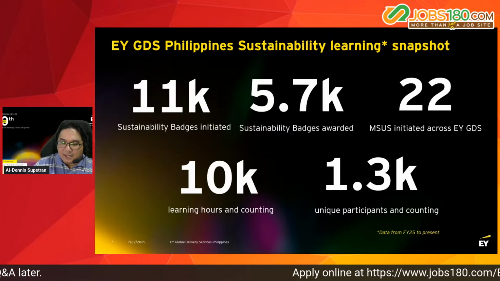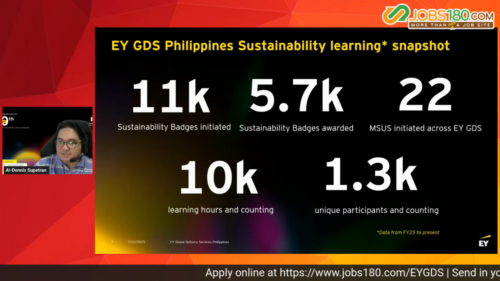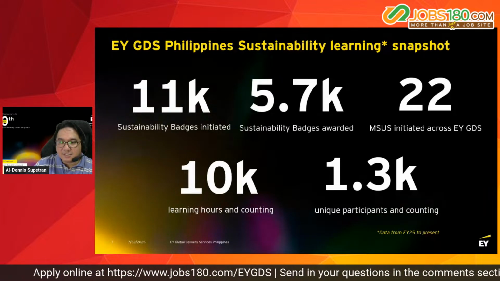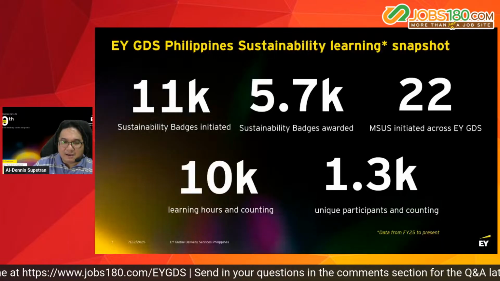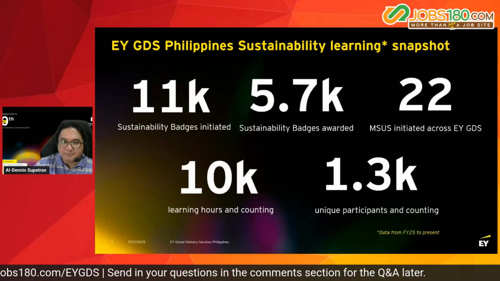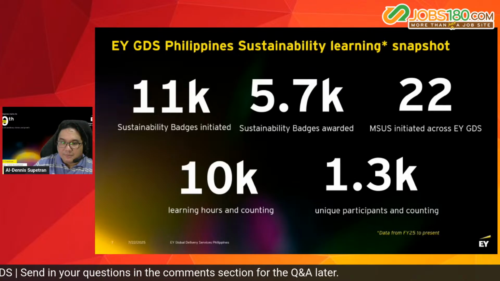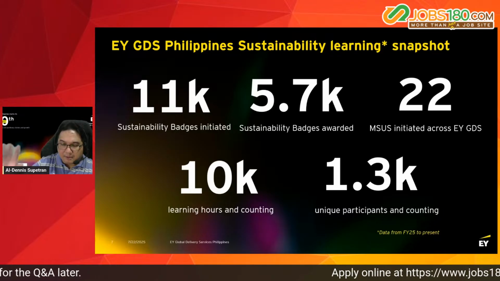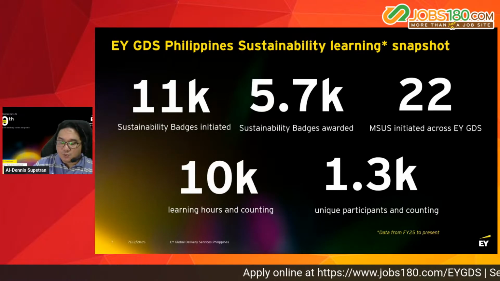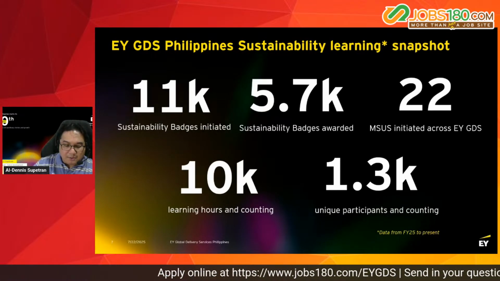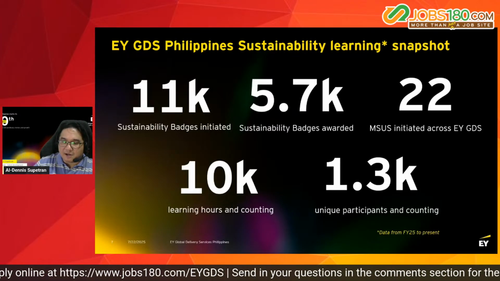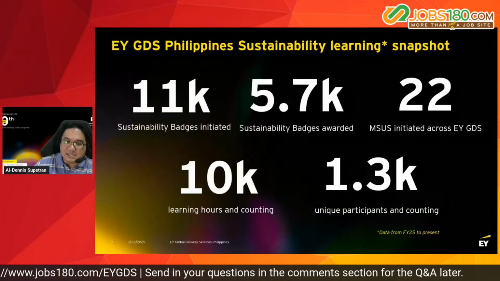So EY GDS, Global Delivery Services, is a shared services organization of EY. So we have offices around the globe. We have offices in Spain, Poland, India, Sri Lanka, Philippines, China, Mexico in North America, as well as Buenos Aires in Argentina. There you go. So we have our offices in Argentina.